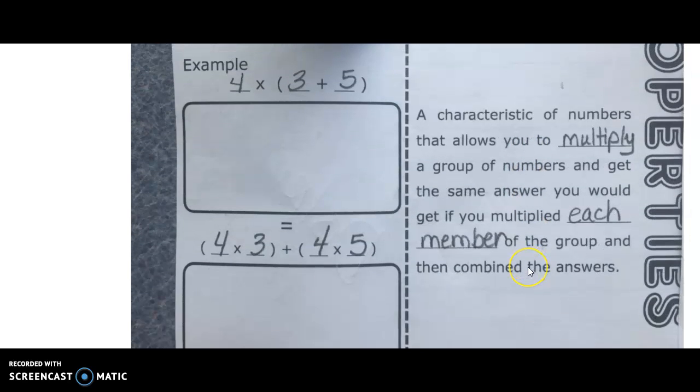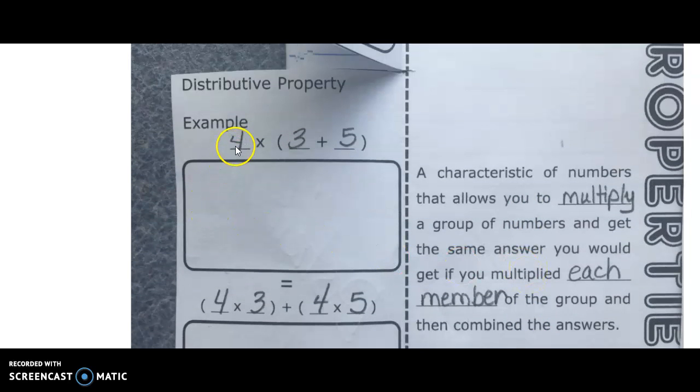The distributive property says that a characteristic of numbers allows you to multiply a group of numbers and get the same answer you would if you multiplied each member of the group and then combined the answers. Of course, this means what? If you have 4 times the quantity 3 plus 5, when you distribute the 4 so that everything inside the parentheses gets whatever is on the outside, it becomes 4 times 3 plus 4 times 5.